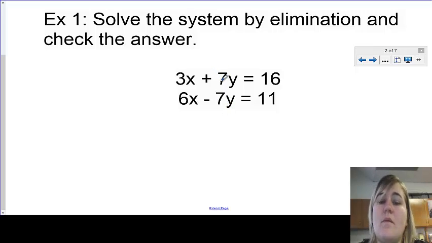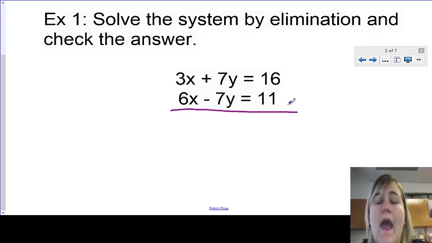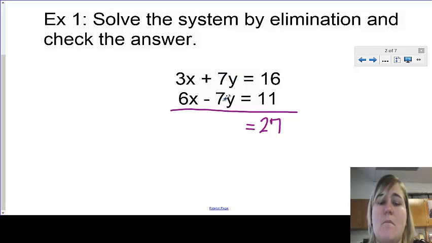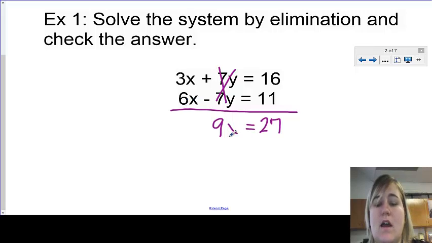Those are opposites, and that's what I need, because what I'm going to do is just add these two equations together. So I have 16 plus 11 gives me 27, and that's equal to 7y minus 7y cancels. 3x plus 6x gives me 9x. To get x by itself, I'm going to divide by 9 on both sides, and I'm left with x equals 3.